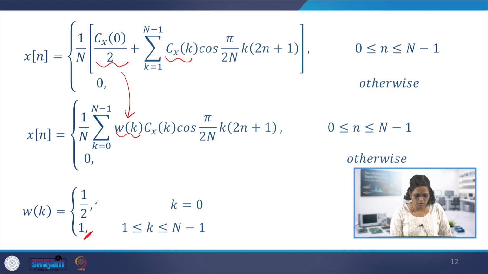So we have to keep in mind that for the DC coefficient, that is k equal to 0, this Wk is different. This is not the twiddle factor W, this is the W coefficient which is used for the constant value used for the computation here.